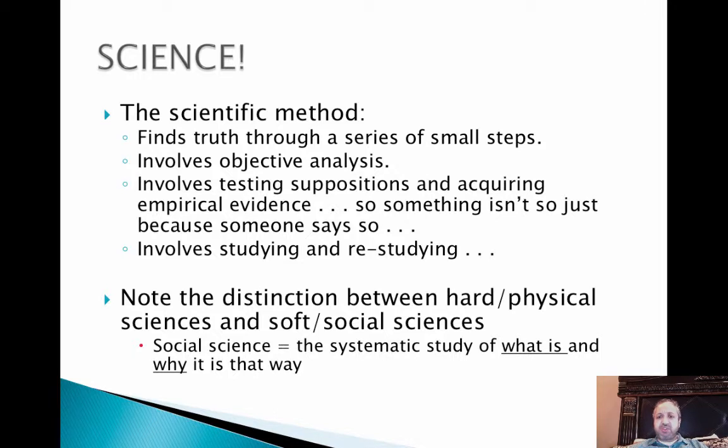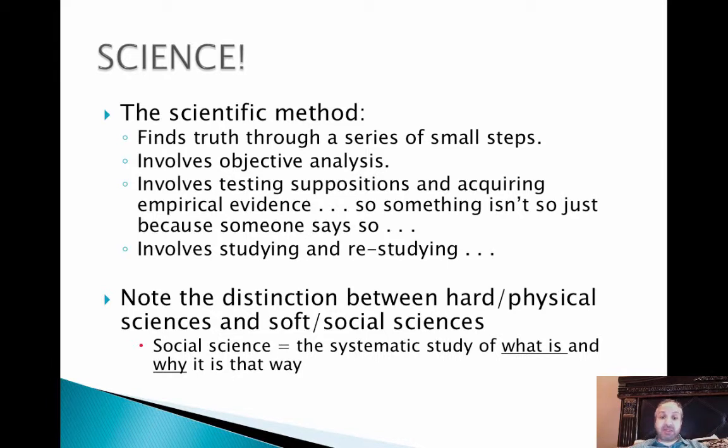There's a distinction between the hard sciences and the soft sciences, or the physical sciences and the social sciences. And I want you to understand that difference. By hard science, we just mean chemistry, biology, physics. These are physical sciences, hard sciences. We can grapple with stuff. We can touch stuff, feel stuff, right? We're dealing with chemicals and matter and properties, but the social sciences are very different.